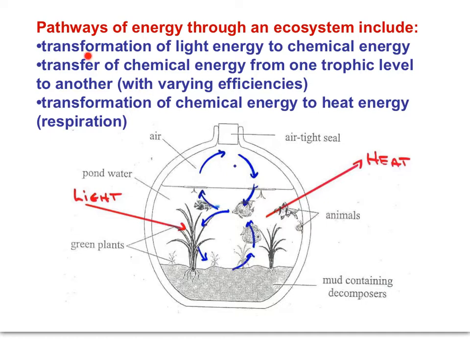They would include the transformation of light energy to chemical energy. This is photosynthesis as light arrives at the ecosystem, and plants or photosynthesizers transform the light energy to that of sugar, chemical energy. There's also the transfer of chemical energy from one trophic level to another, as animals eat plants or animals eat animals. And lastly, there's the transformation of chemical energy to heat, which is the respiration of all organisms everywhere. Take note of the use of the terms transformation and transfer in this slide.